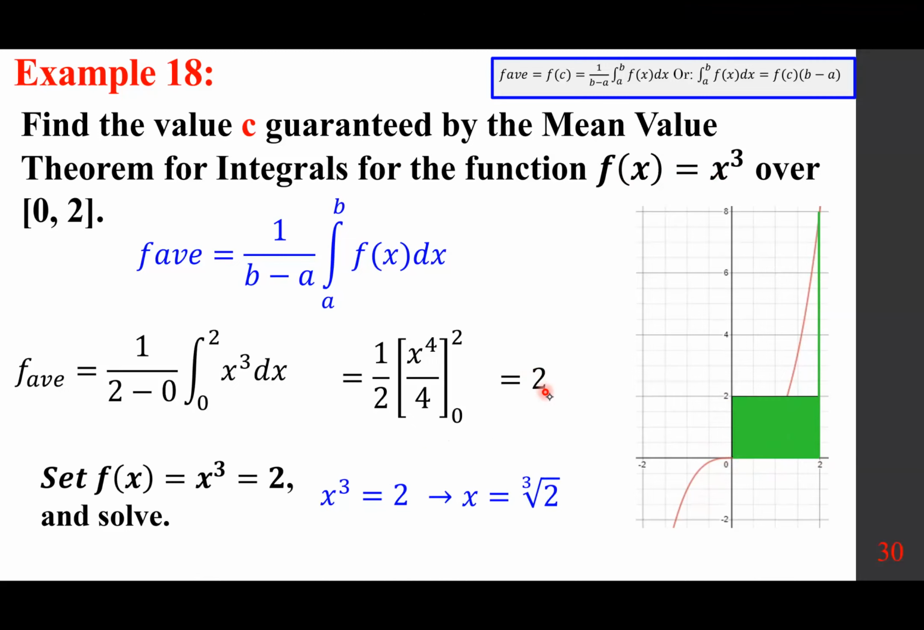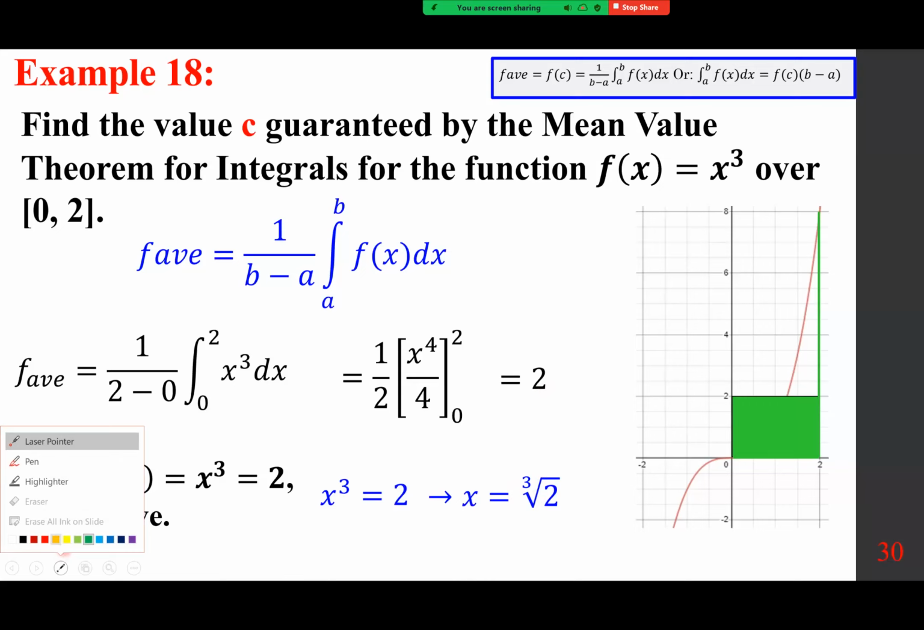Again, this is a precise answer. You can always use a calculator to see what you have, a rough estimate, but we rather use the exact answer. Okay, everybody? It's about 1.25 or something. Okay, so this is about 1.2599. So this is roughly 1.26, just to give you an idea.